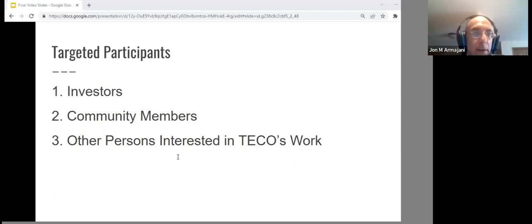us. Targeted participants. According to the client information provided to us from TECO, its website's users include investors, community members who are affected by the work of TECO's clients, and other persons who may be interested in TECO's work. Some of TECO's users have high levels of proficiency using computers, and others may have less competency. We would expect investors to have a higher technological competency and community members to have diverse levels of technological competency.